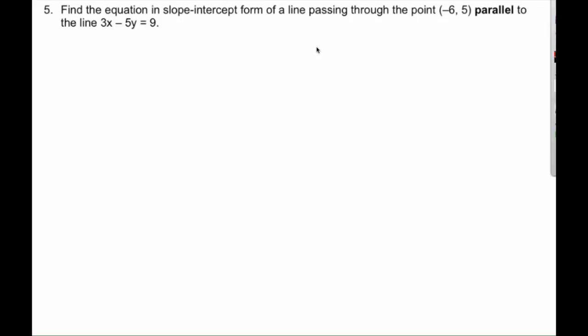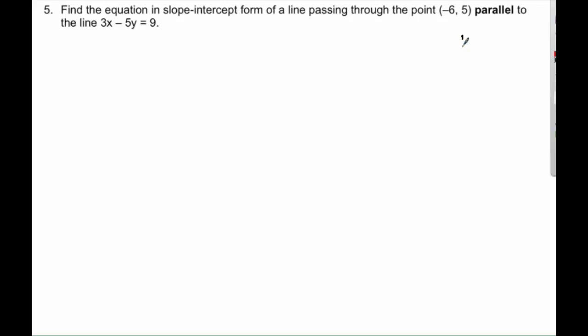Okay. Alright, so here, number 5 says, find the equation in slope-intercept form of the line passing through the coordinate point of -6, 5, parallel to the line of 3x minus 5y is equal to 9. So what do we know about parallel slope? Well, parallel slopes, if I were to quickly sketch, whoops, sorry, my pen fell asleep there.